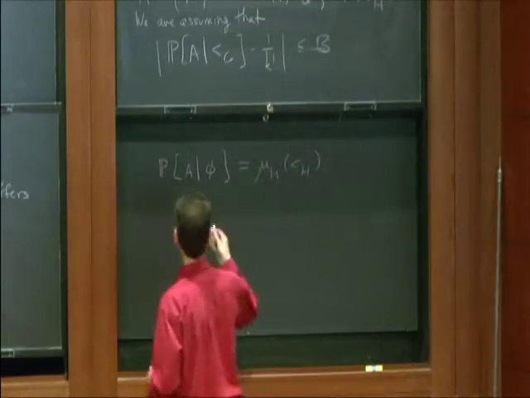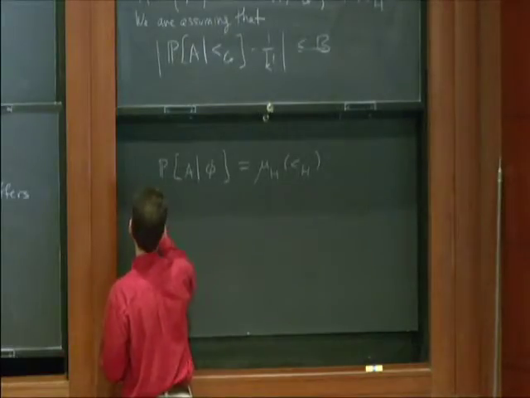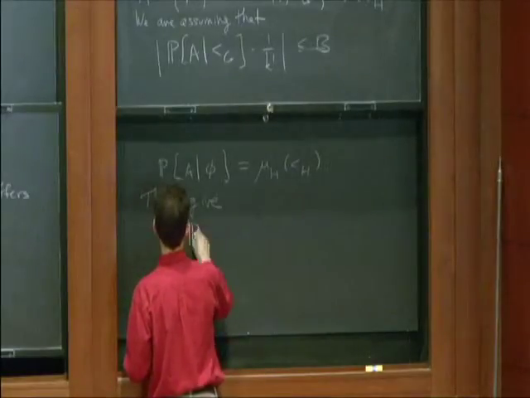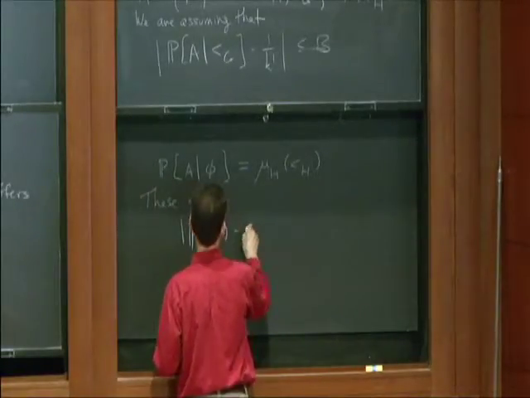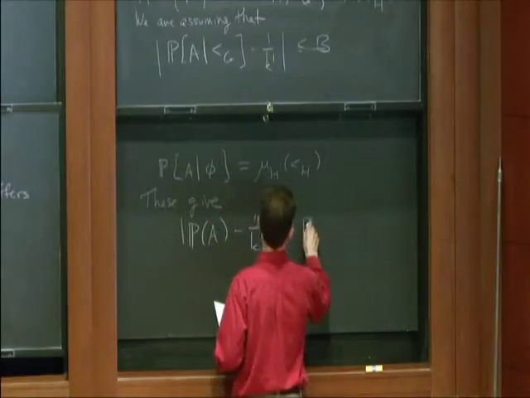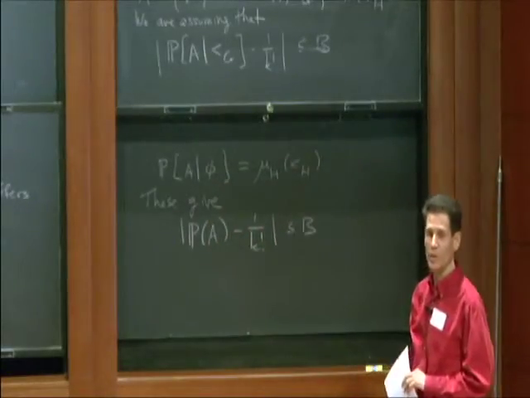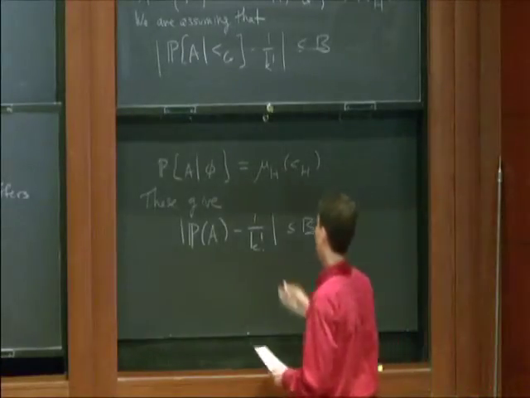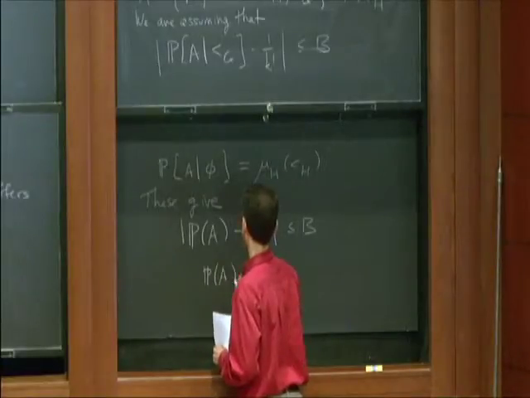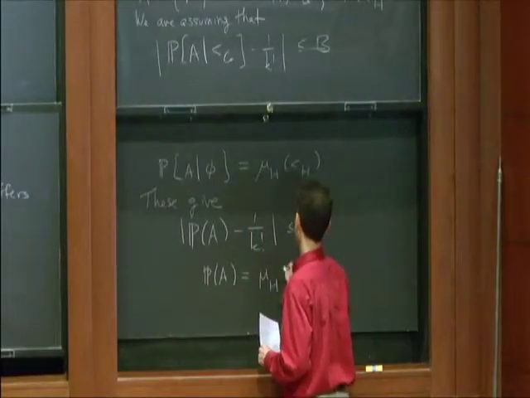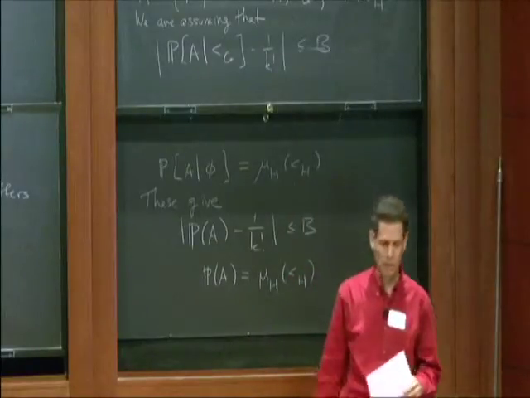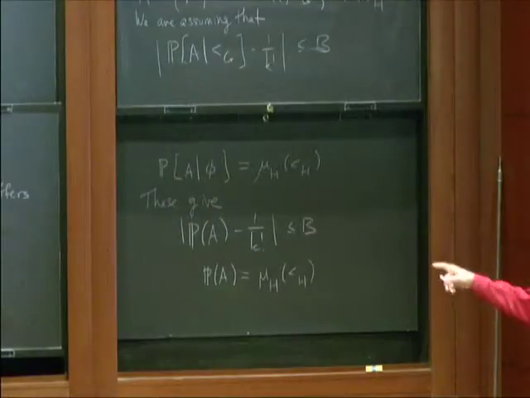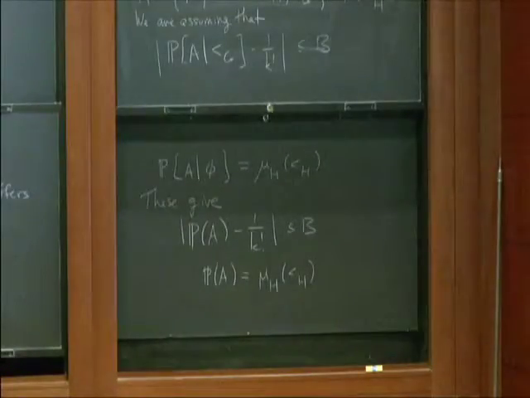So what do we do? Well, we just uncondition. In the first one, if you average over orderings on G, that tells you the probability of A differs from 1 over k factorial by no more than B. And the second one tells you that the probability of A is equal to mu sub H of this order. So if you substitute the second one into the first one, you get the theorem. Okay?